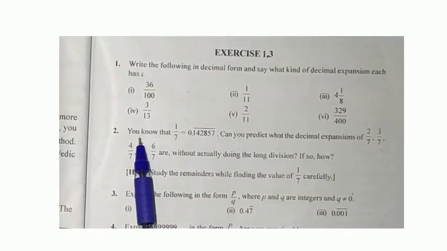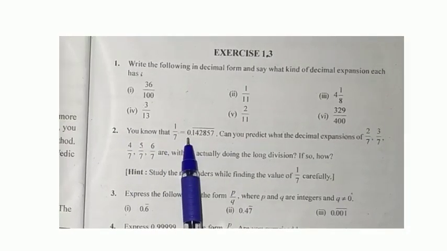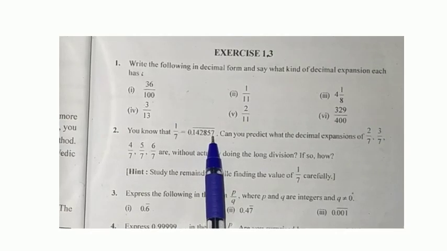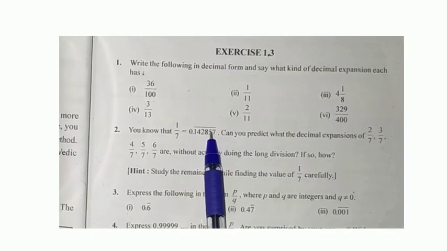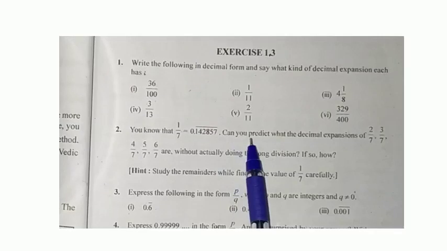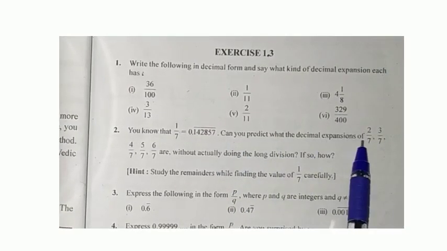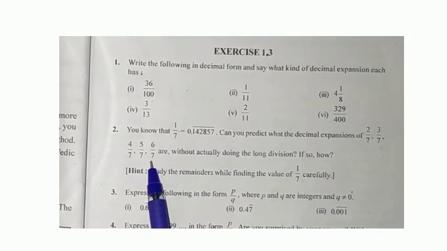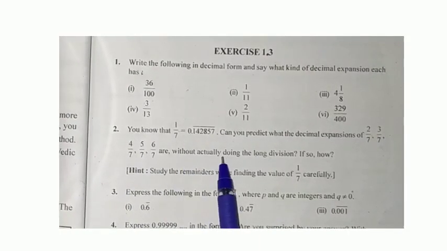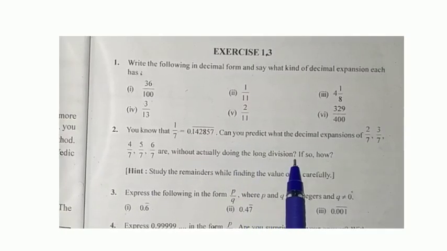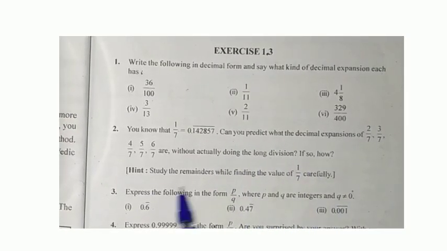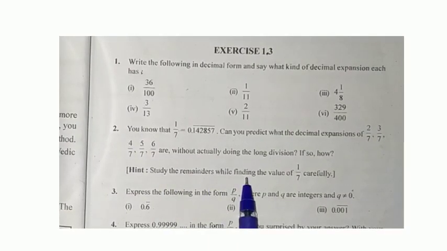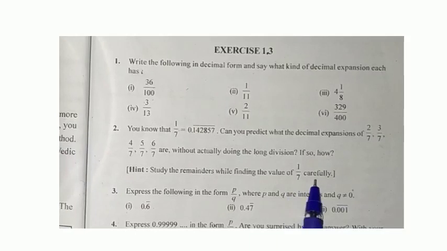In the second question, you know that 1 by 7 is equal to 0.142857 bar, which is non-terminating recurring. You can predict the decimal expansion of 2 by 7, 3 by 7, 4 by 7, 5 by 7, 6 by 7 without actually doing the long division. If so, how? Here they already gave one hint: study the remainders carefully while finding the value of 1 by 7.